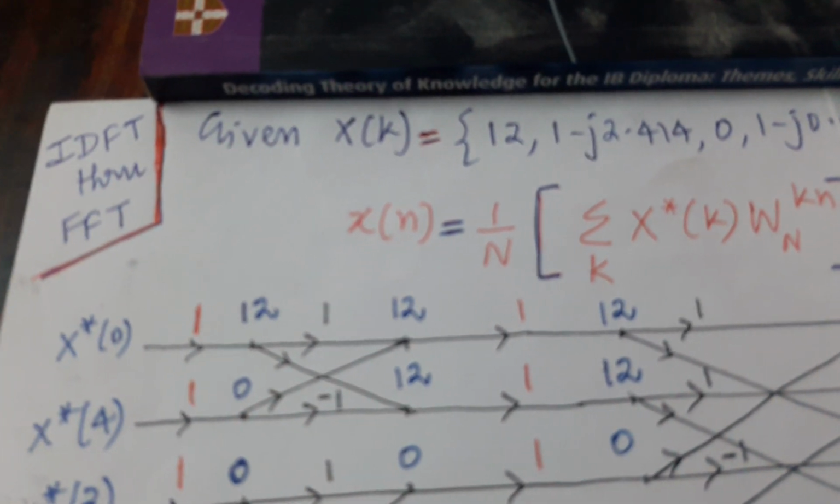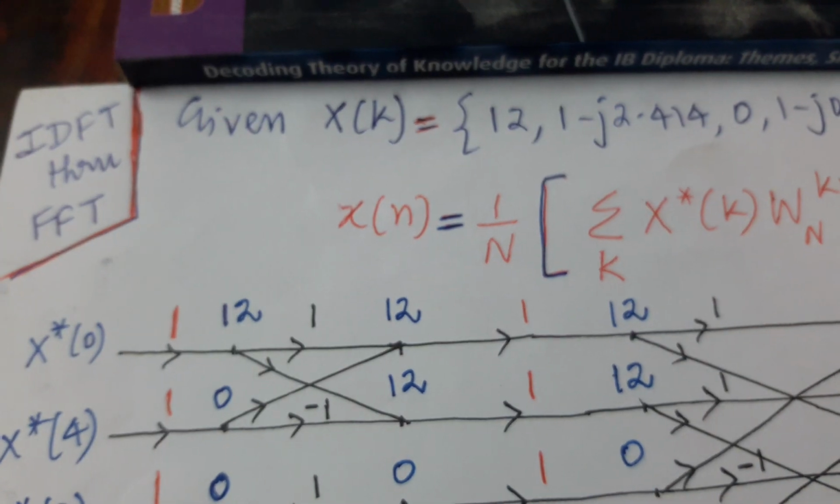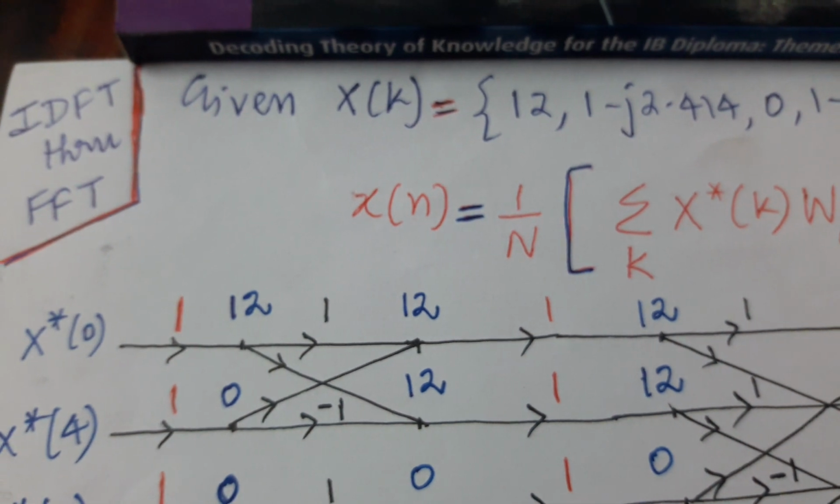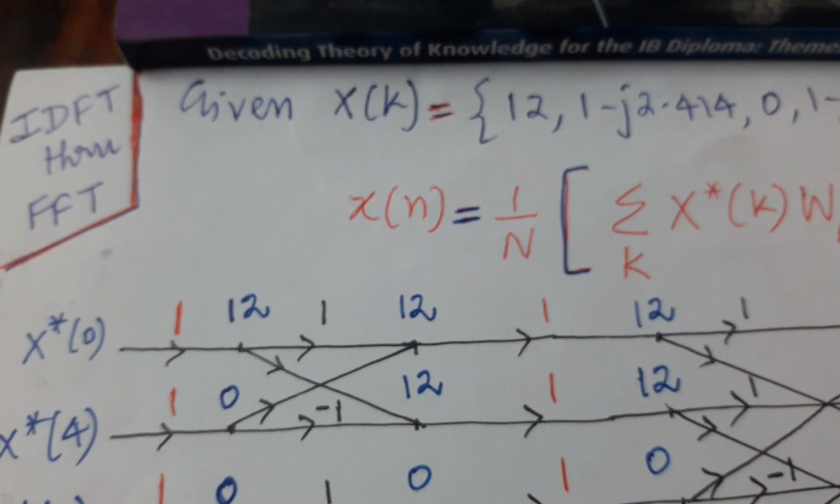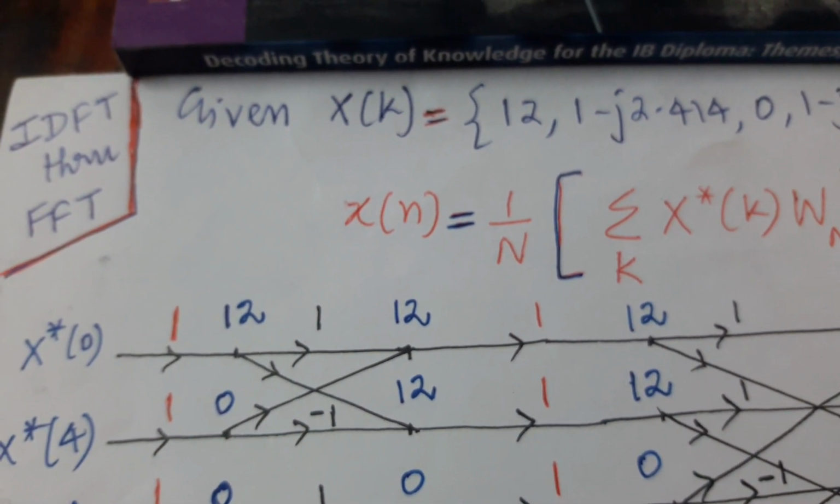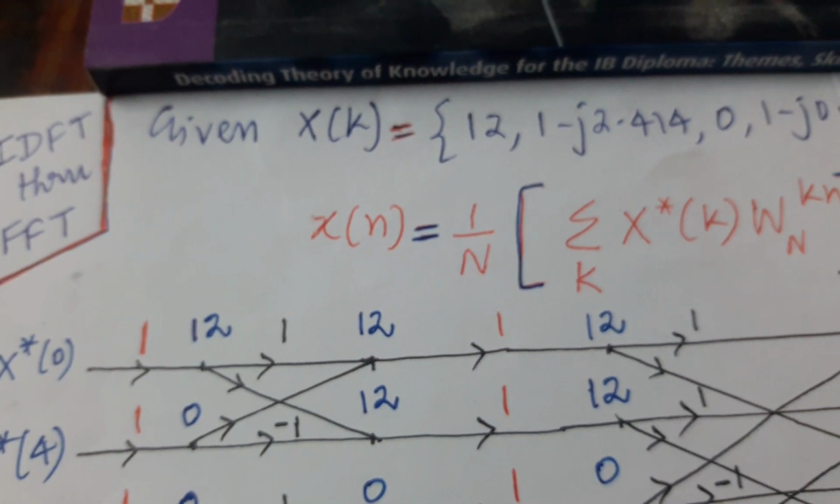Today we will see IDFT through FFT problem. That means X of k will be given and x of n is asked. So X of k is given, we have to find x of n.